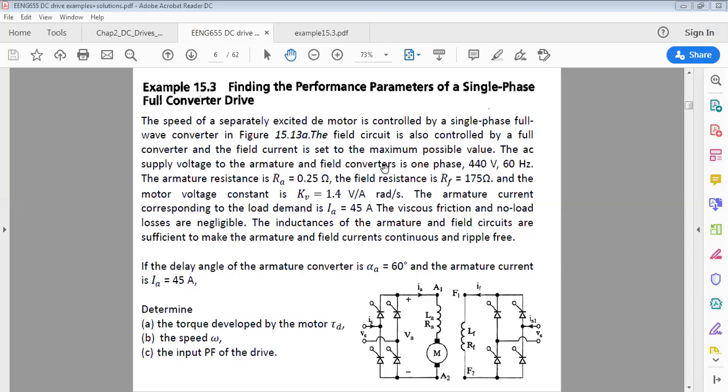And the field current is set to the maximum possible value, so alpha F equals 0. And we are given that alpha A equals 60 degrees. We need to find the developed torque by the motor, the speed omega, and the input power factor of the drive. Here we need to find the input power factor of all the drive, not only the armature as we did in problem 15.2.